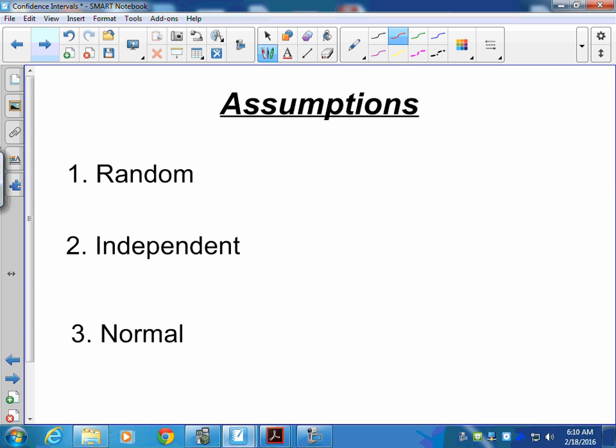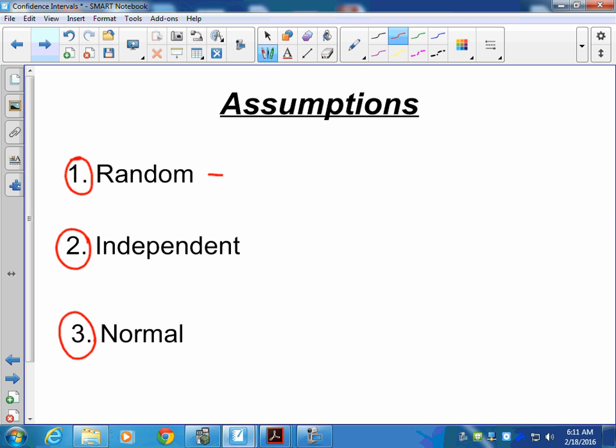Once we've pulled out our values and decided what type of interval we're doing, one sample or two sample, the next thing that we have to do is verify assumptions. And assumptions really don't change no matter what type of problem you're doing. You're always having to prove, is it a random assignment? Do I have independent values? And how do I know that my distribution is a normally distributed sampling distribution?